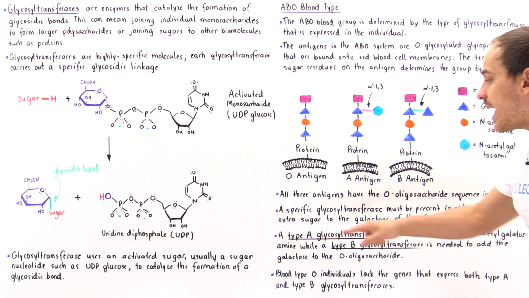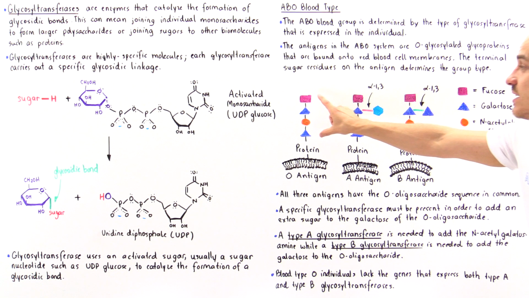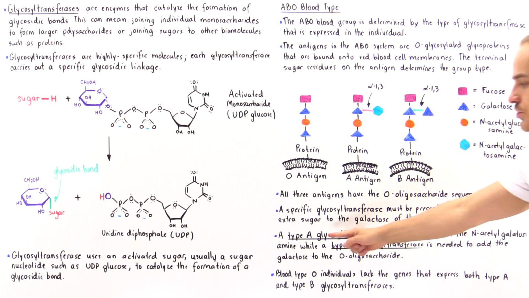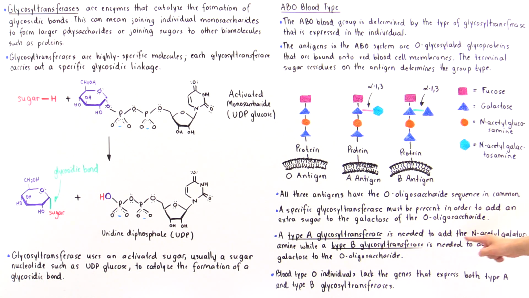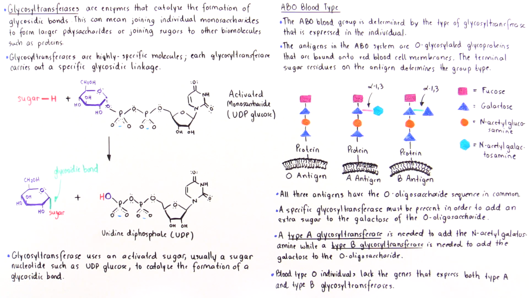So we see that a specific glycosyltransferase must be present in order to add an extra sugar to the galactose of the O-oligosaccharide sequence, this 4 sugar sequence shown here. So a type A glycosyltransferase is needed to add the N-acetyl galactose, while a type B glycosyltransferase is needed to add the galactose to that O-oligosaccharide.